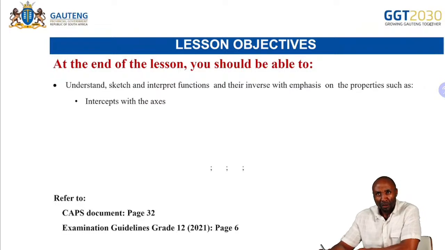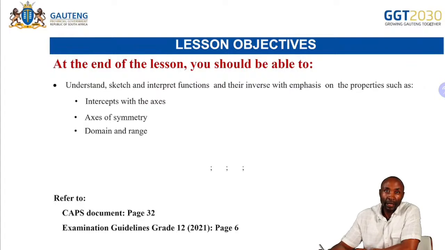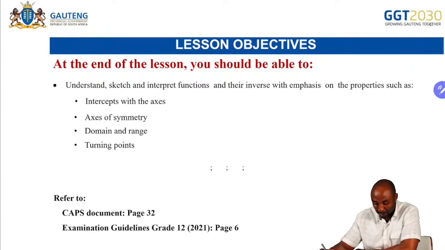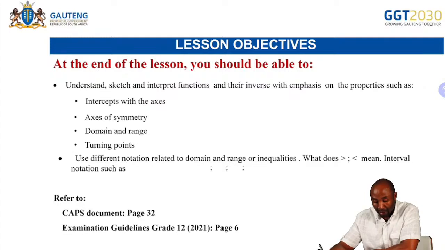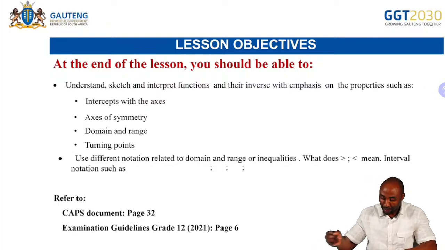Now, we are going to look at aspects that we have also looked at in the previous lessons: how to get our intercepts with the axis, how to get the axis of symmetry, how to determine and interpret the domain and range of our functions. We also look at the turning points for those functions that have turning points. We also look at the notation that we use to represent our domain and range using the interval notation.